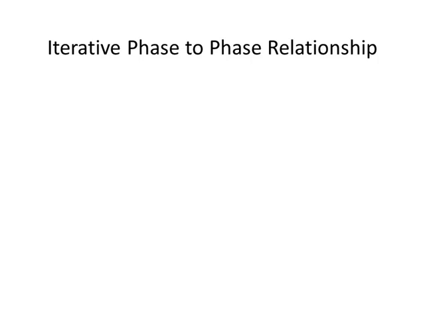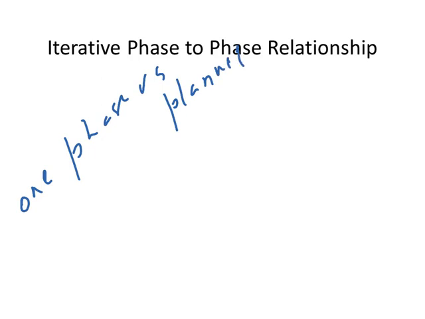Iterative phase relationship. In this approach, only one phase is planned. One phase is planned, and the work on the second phase is carried out only after the planning work on the first phase is complete and execution has started. And then only the second phase is planned.